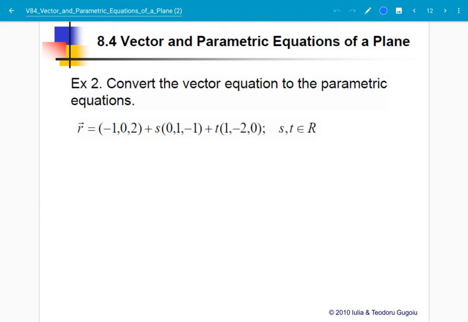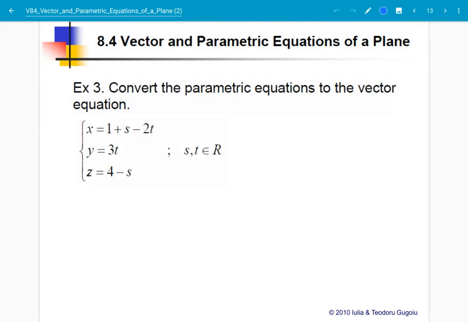Convert the vector equation to the parametric equation. Okay, so x, negative 1, no s's, 0s, I'm not going to write that, and 1t. The y is 0 plus 1s minus 2t, and the z is 2 minus s and no t's. That's it.